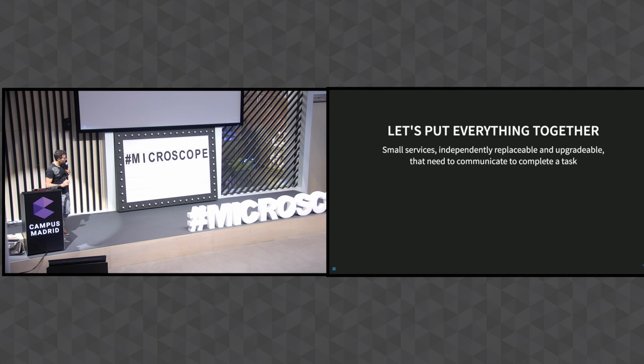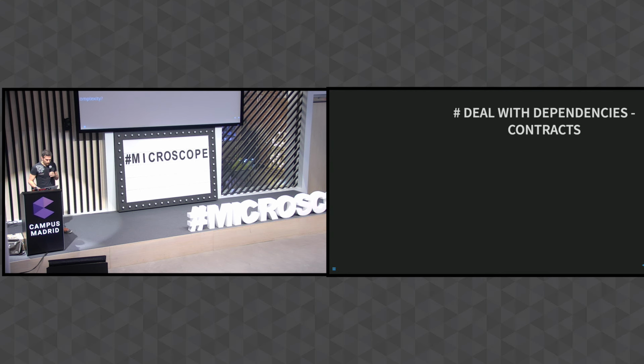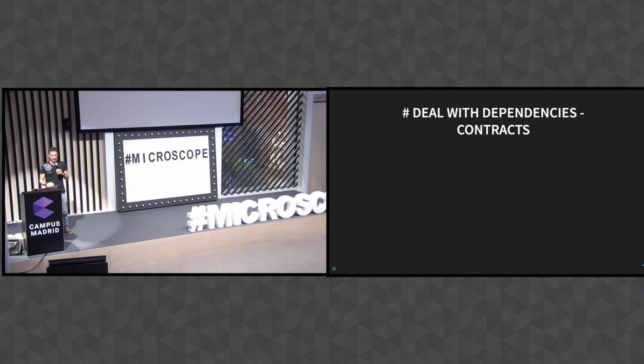So if we wrap everything together, we say that we have a set of small services. They are independently replaceable, they are upgradable, and they need to communicate to complete a task. It's like an ecosystem, a natural kingdom ecosystem, where you have a complex emergent behavior, and this behavior is the result of combining small and simple behaviors. And it can evolve. So you can see the complexity, and today we are going to talk about how to deal with this complexity.